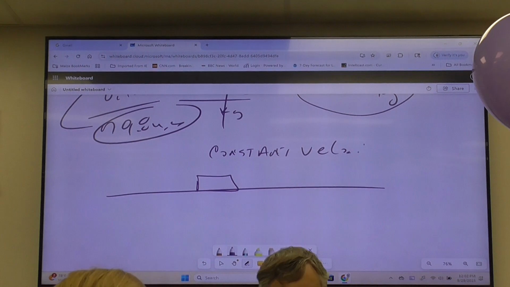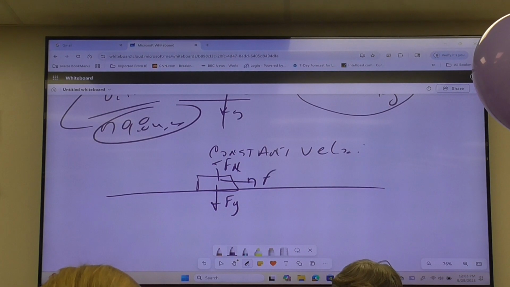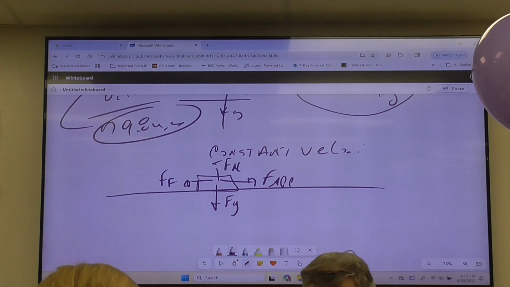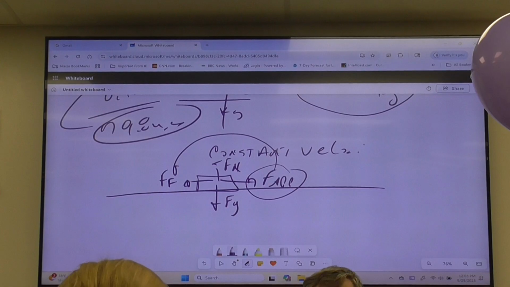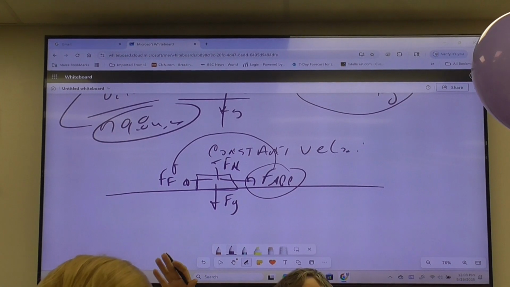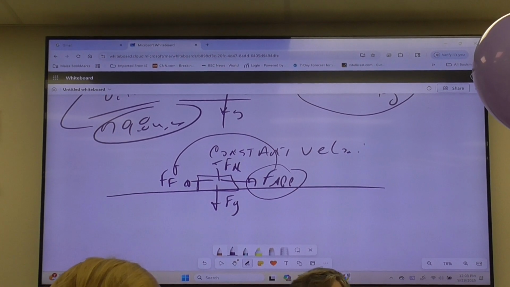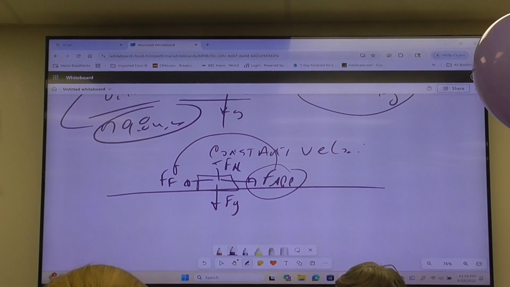You're pushing this block along at a constant velocity. What are the four forces acting on the block? Gravity, normal, friction, applied. Yeah, you got your gravitational force, your normal force, your force applied, and your force friction, okay? So the applied force is what you're paying to the frictional mafia. So if you can find out what your frictional force is, you know how much you have to pay the frictional mafia, okay?